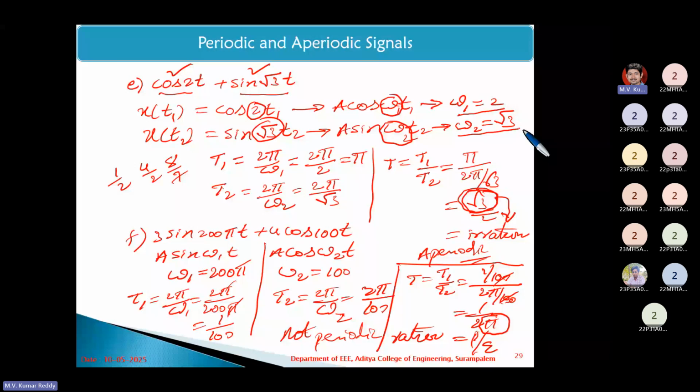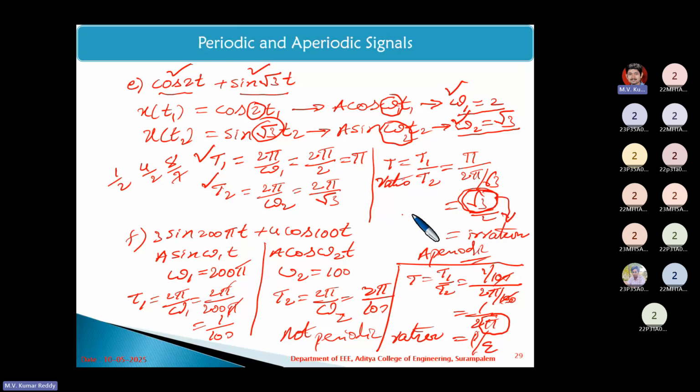Now when you get omega 1, we have to find T1. So T1 is equal to 2 pi by omega 1, that is 2 pi by 2, that is equal to pi. So T1 value is pi. When you get omega 2, we have to find T2. So T2 is equal to 2 pi by omega 2, 2 pi by root 3. Now we have to find the ratio. Ratio T1 by T2 is pi by 2 pi by root 3. Now what is the value? Root 3 by 2.